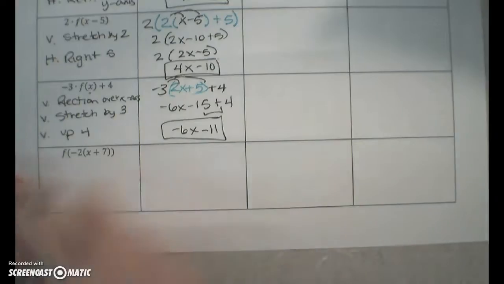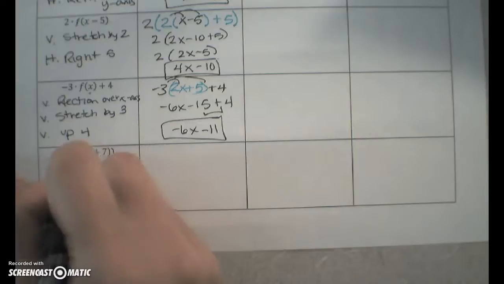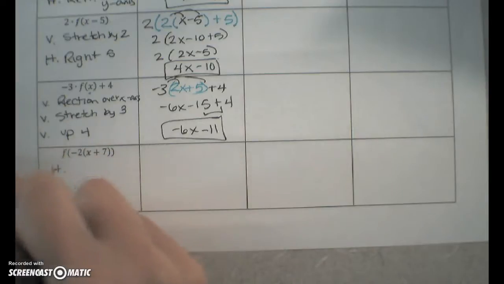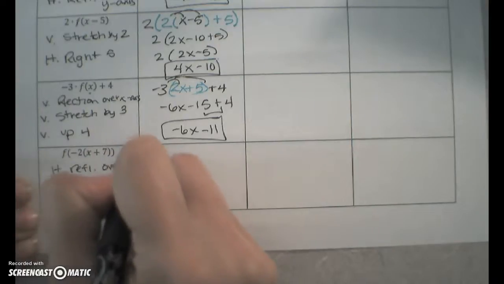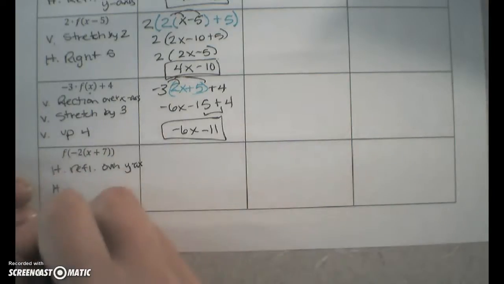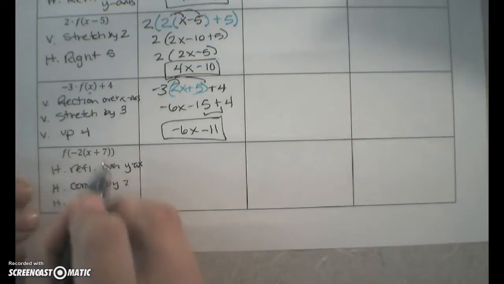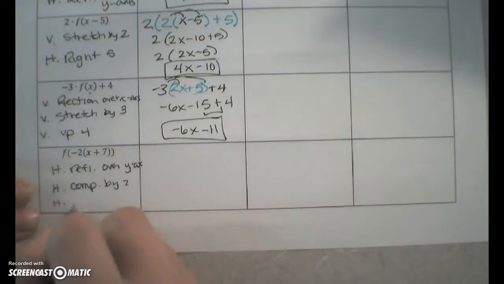We're inside for both, so horizontal and horizontal. Actually, we're inside for all 3. The negative, that's a reflection over the y. And then we've got a 2, that's a compression because it's opposite thinking. And then a plus 7 opposite thinking would mean left 7.